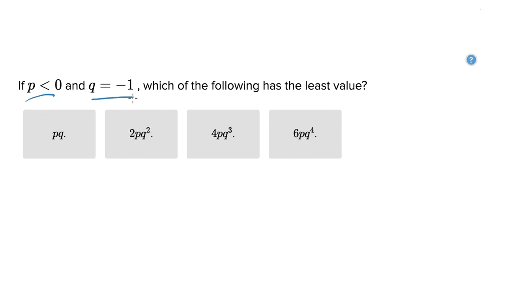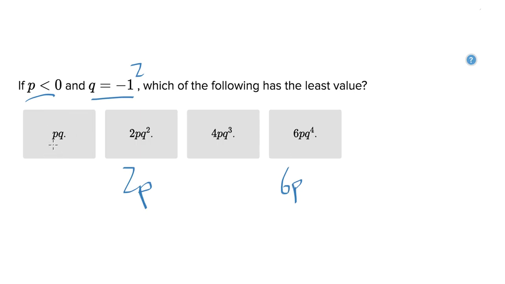And since q is negative 1, anytime that it's raised to an even power, since a negative times a negative equals a positive, it's going to be basically equal to 1, so negligible. So 2pq squared, for example, will be the same thing as 2p, since q squared is negative 1 times negative 1, which is just 1. Same thing with 6pq to the fourth, that's just going to be 6p, since that's just q squared, or 1 times 1, which is just 1. So you're going to end up with 6p.